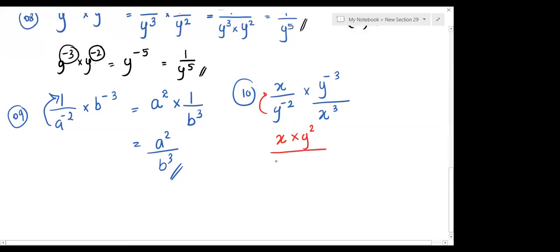It is y to the power of 3 times x to the power of 3. And here 1.